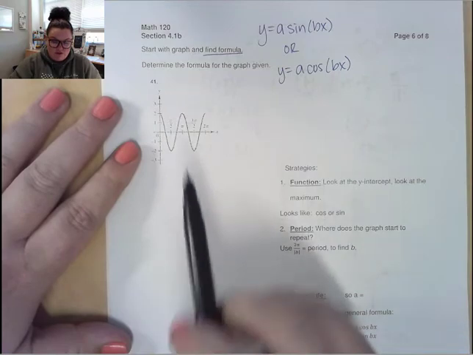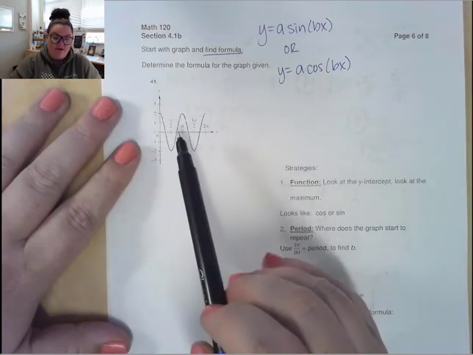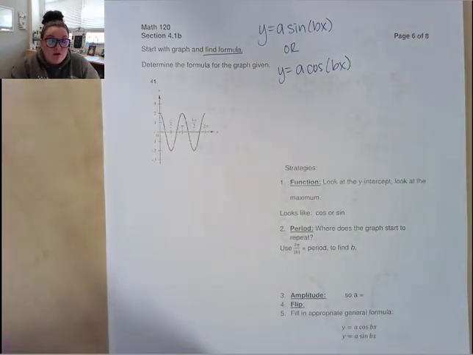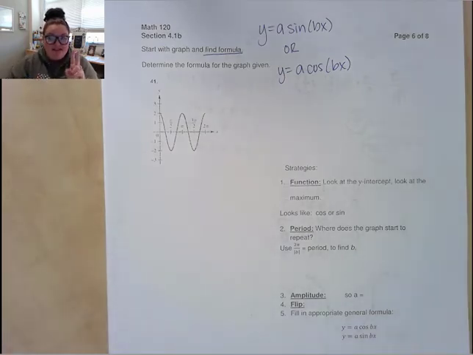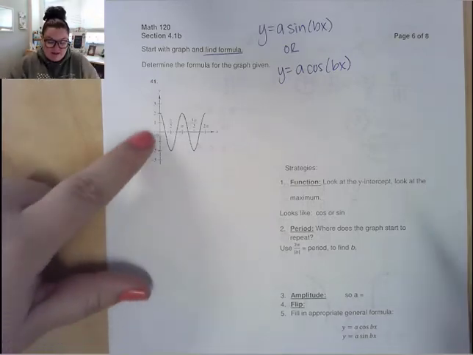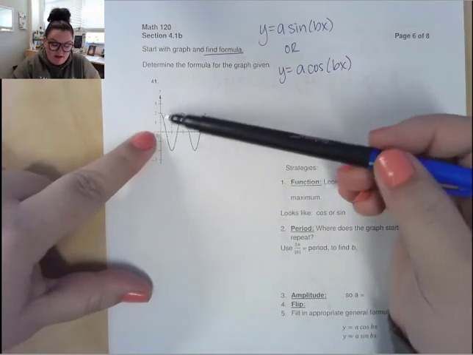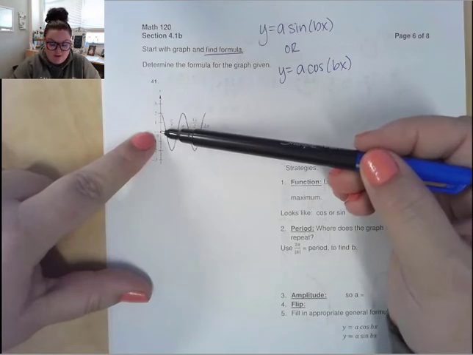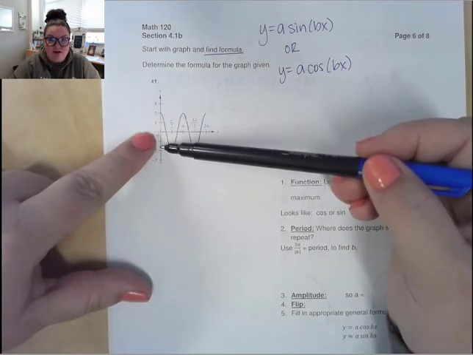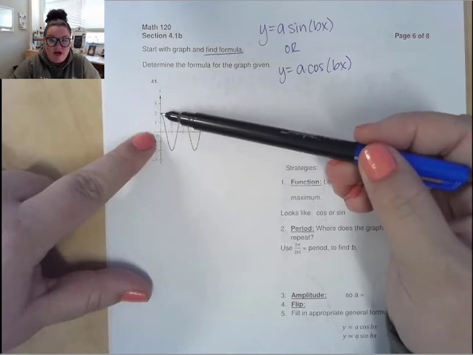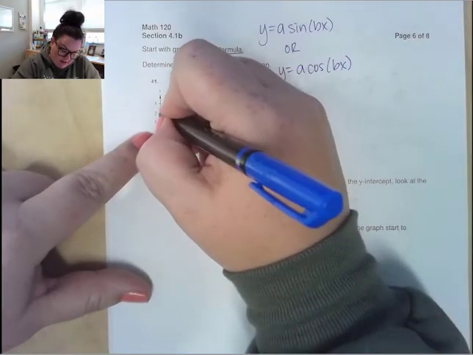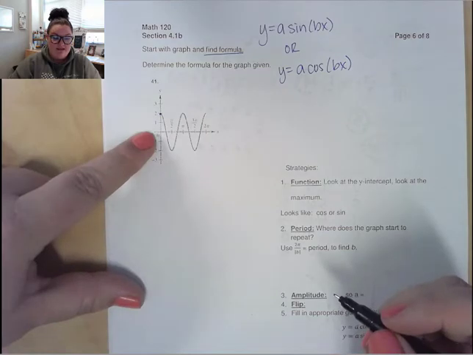Okay. So it says determine the formula for the graph given. Now, the first thing I want to look at is, do I think this is a cosine or a sine curve? Remember, sine starts at 0, cosine is the co-function that starts up at 1. So when I look at this, I'm looking to see: does my curve start at 0, or does it start up or down at some other value? And this one, notice, starts up. So since this one starts up, I'm going to assume that it's a cosine.